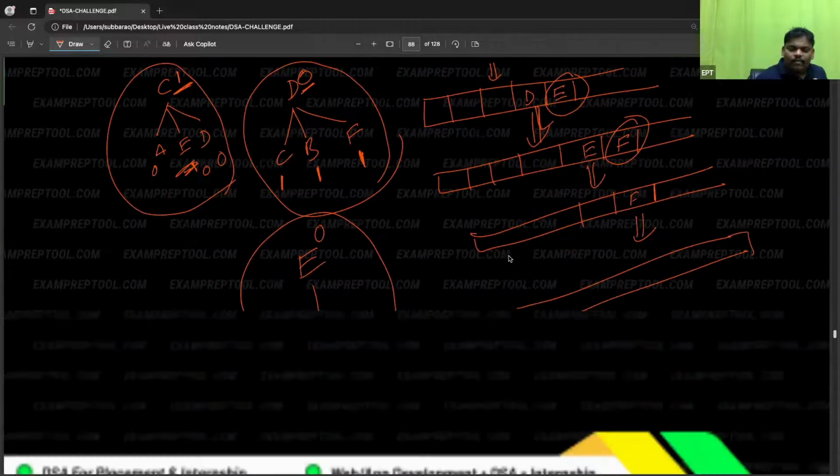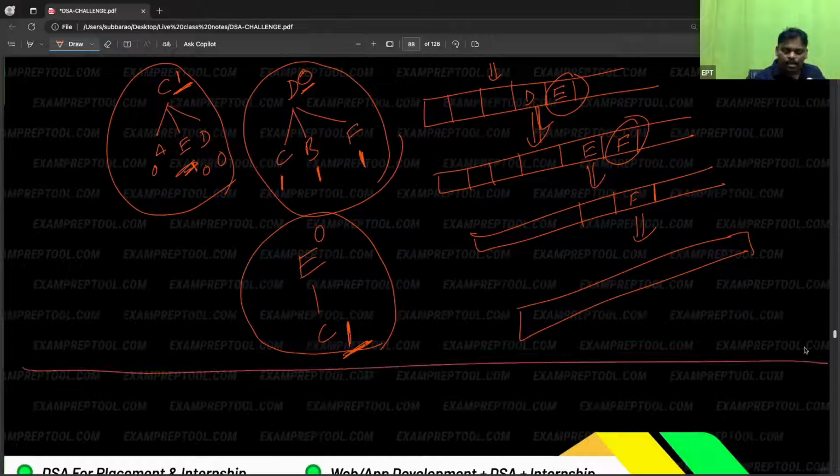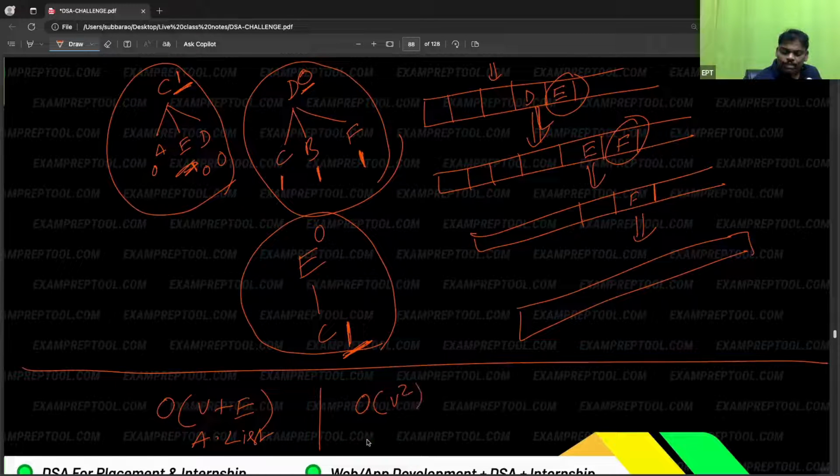Because it is traversing a graph, when I traverse the graph using BFT, the time complexity using an adjacency list is V plus E, because each is visited one time. Using an adjacency matrix, it is order of V square. And one more extra space, one Q I have taken, which will take order of V space.